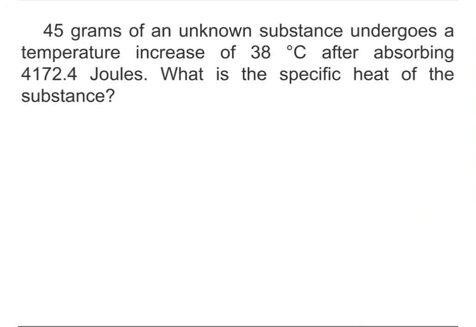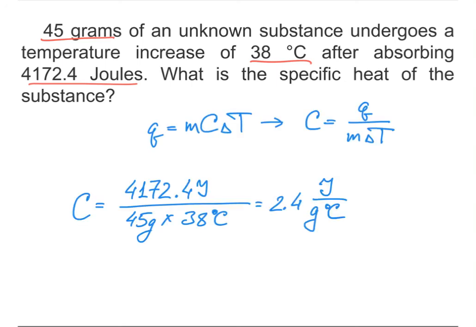And here is a problem that asks us to calculate the specific heat capacity of a substance that is rising in temperature, 38 degrees. We are given mass, we are given change in temperature, we are given how much energy it took to achieve that change in temperature. So we can solve our equation for specific heat capacity. The specific heat capacity of this substance is 2.4 joules per gram per Celsius.